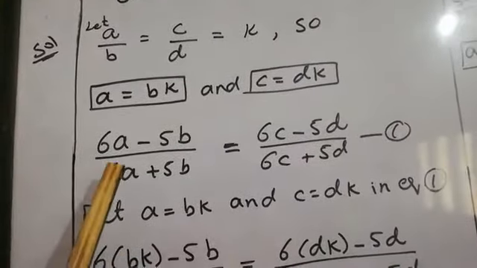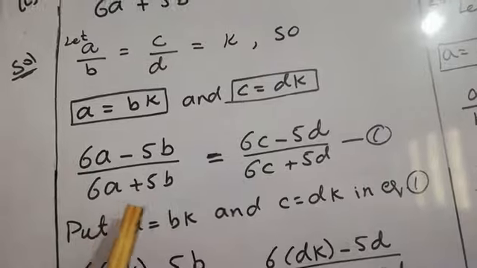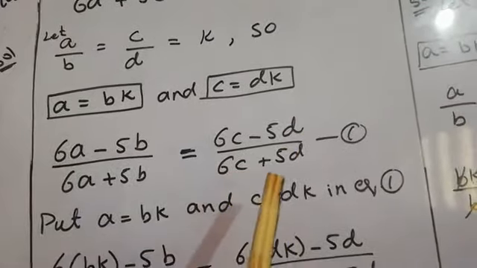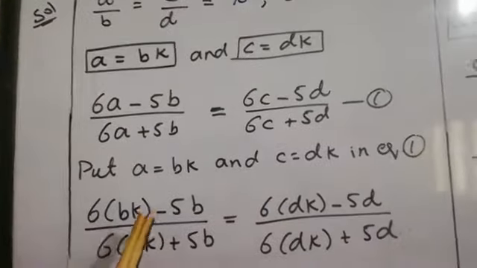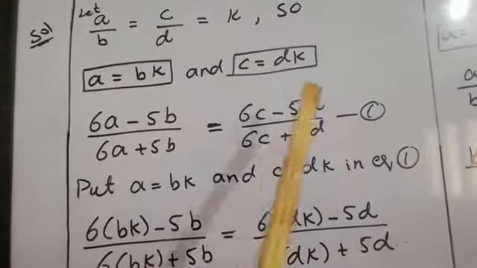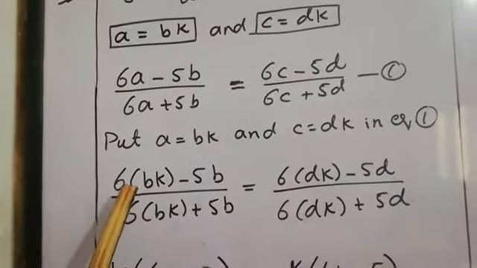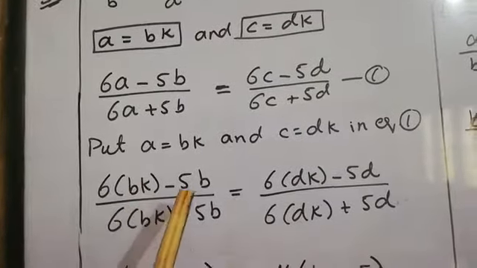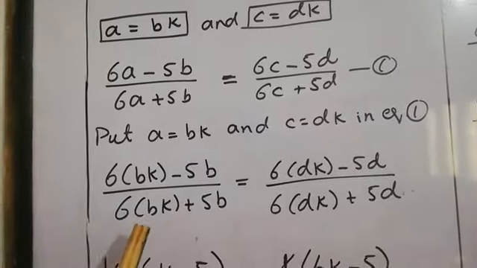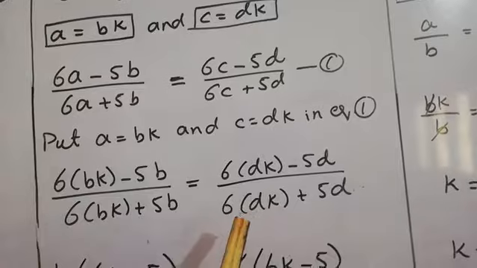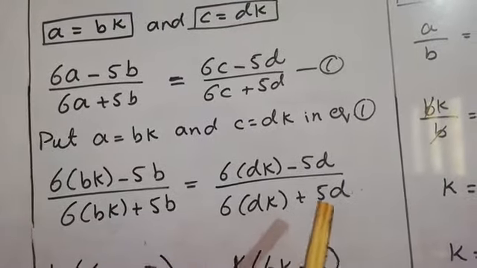First, write the question again: (6A minus 5B) by (6A plus 5B) equals (6C minus 5D) by (6C plus 5D). Now we put A equals BK and C equals DK in this equation 1. Now put: 6 into BK minus 5B divided by 6BK plus 5B, equals 6DK minus 5D divided by 6DK plus 5D.